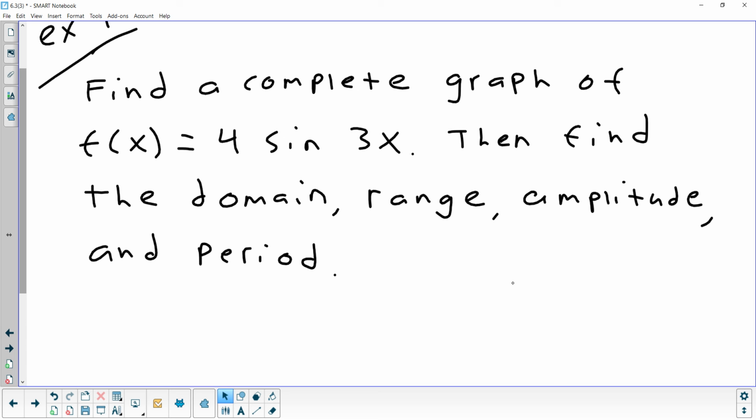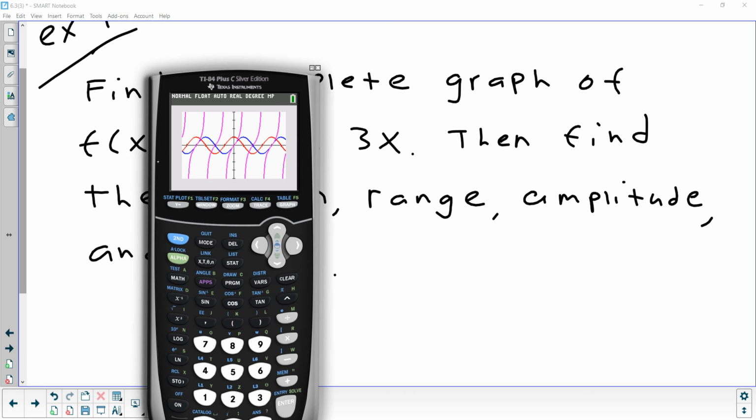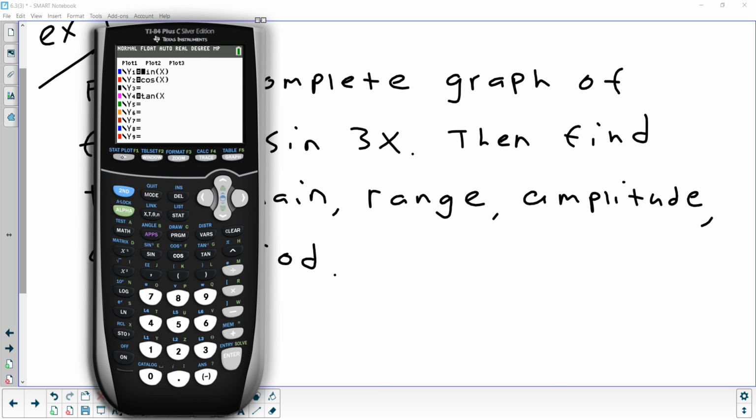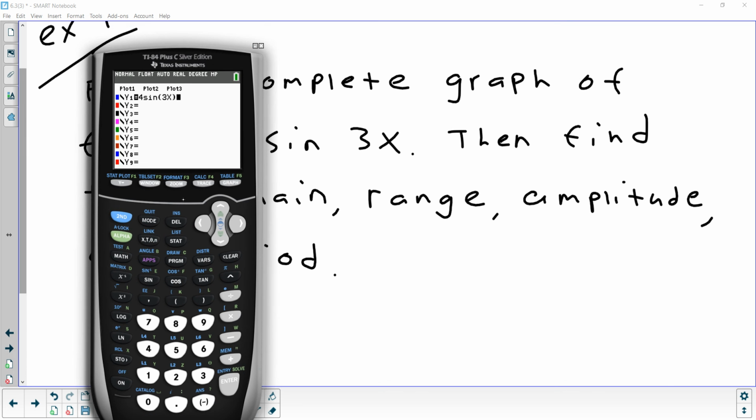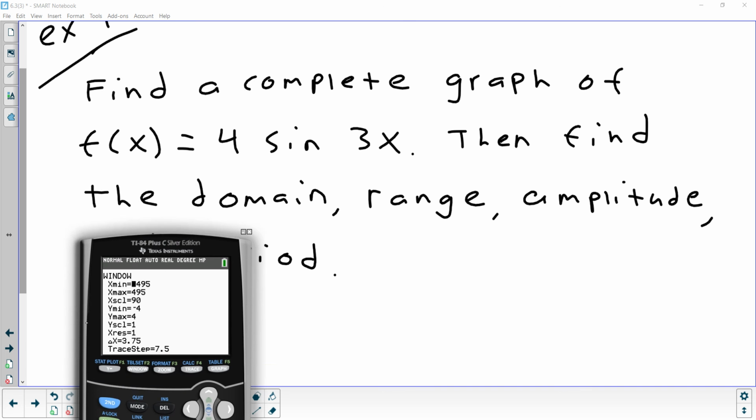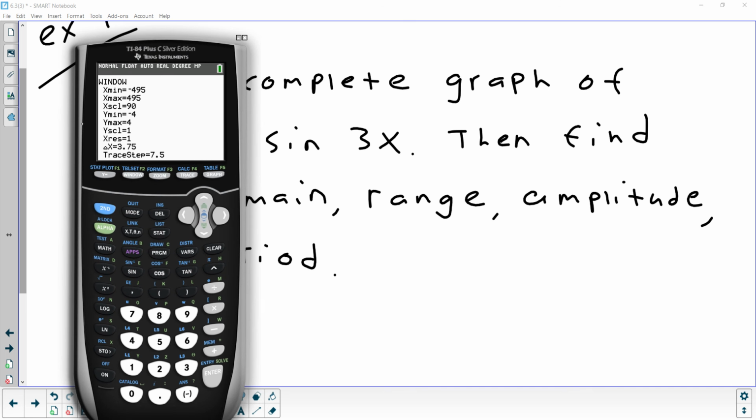So let's take a look at finding a complete graph. Finding a complete graph generally means you want to show at least one cycle. I would say show 2. That's a good window. So let's type it in. We've got 4 sine 3x. Let's clear that out and type in 4 sine 3x, then hit our window and think about that. I want to do this in radians, so the first thing I'm going to do is change my calculator to radians.